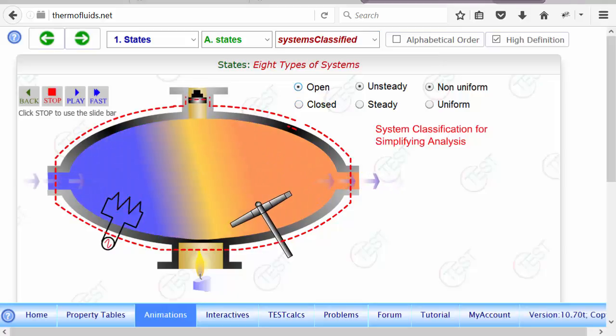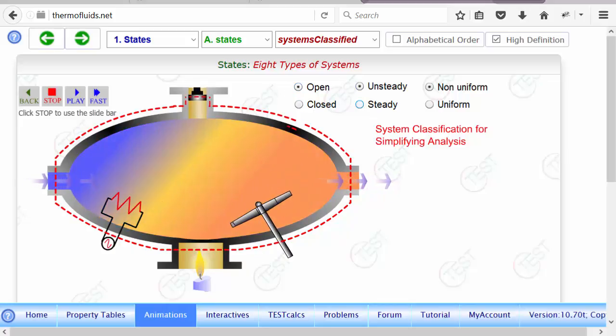The first, open versus closed, is very simple to understand, but it's important to remember. You go over the boundary and look if there's any mass transfer anywhere. If the answer is yes, it's an open system. And if you're sure that there is no possibility of any mass transfer, it's a closed system. So it's a kind of obvious definition.